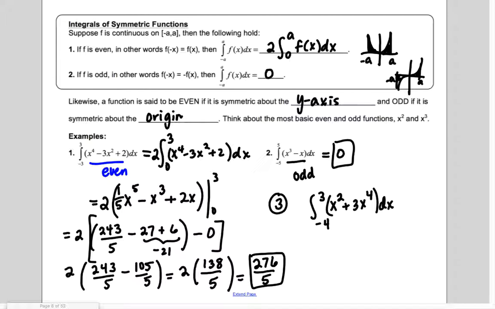Is there a shortcut for that? No, because it's negative 4 to 3. So you have to do the long way, right? You have to do everything. Okay, what if you had something, this is what the AP test likes to do.